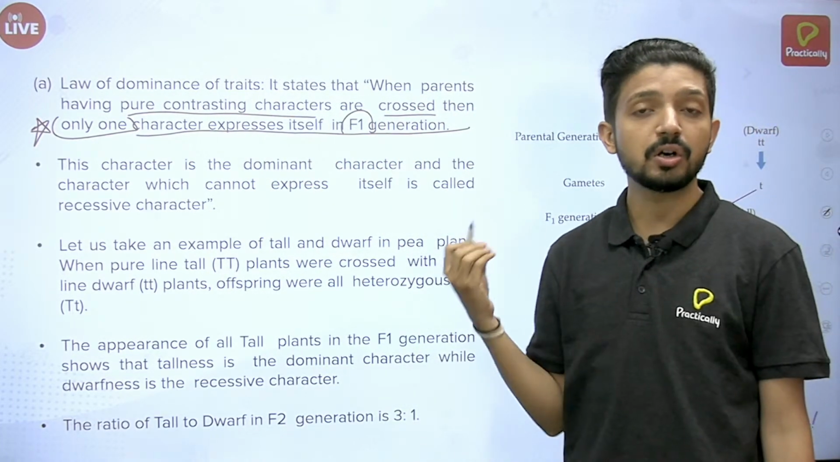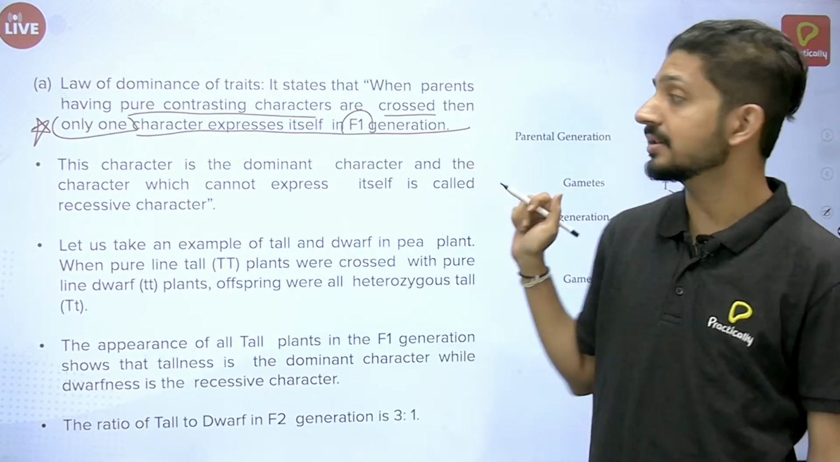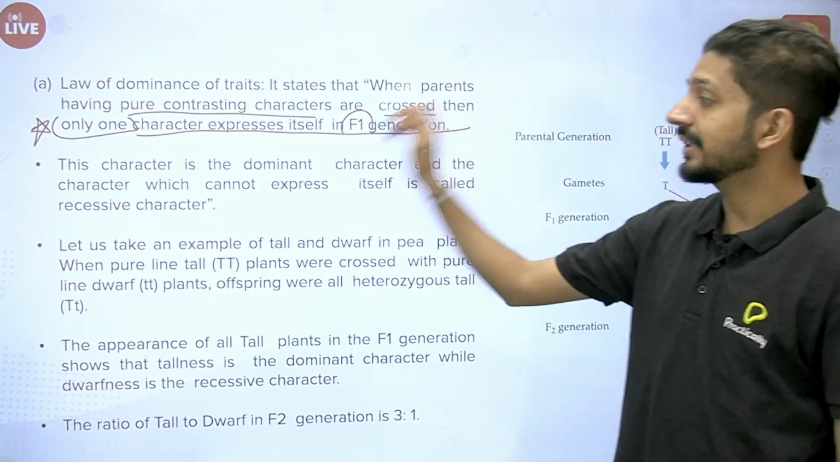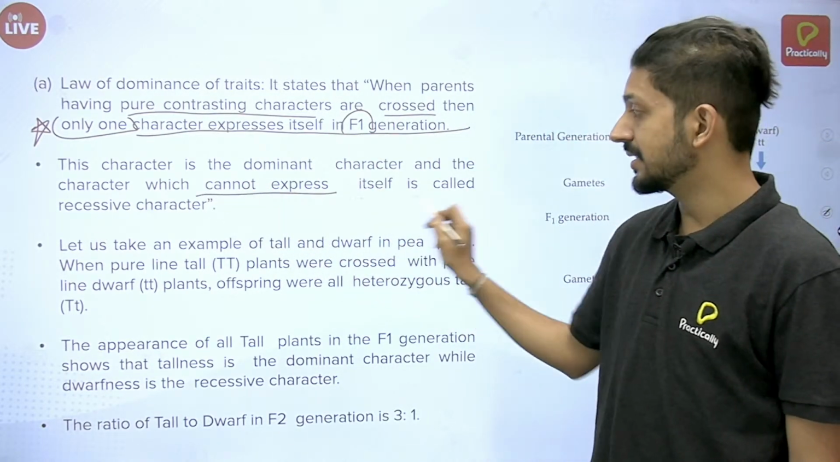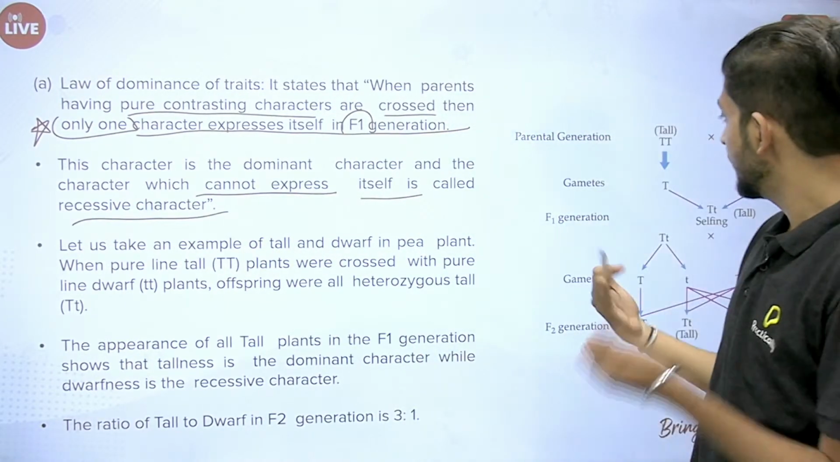That is what the law of dominance says. Make sure these words are present in your answer. Then this character is a dominant character, and the character which cannot express itself is called a recessive character. Simple. And then you can take an example.